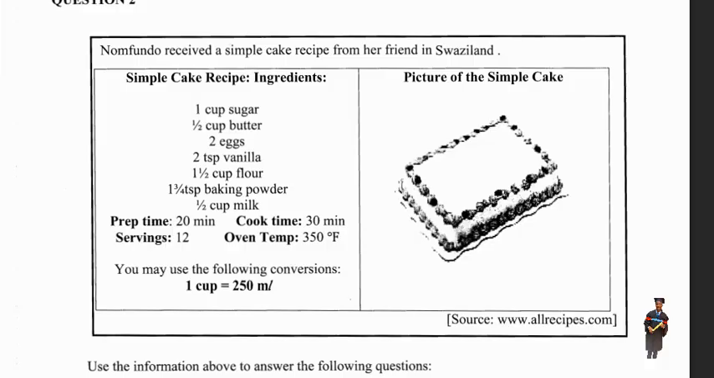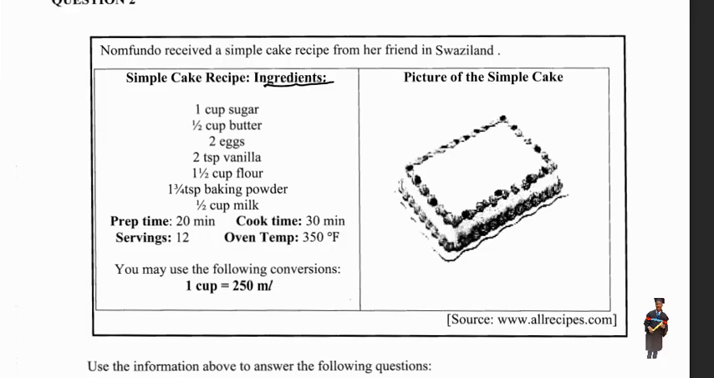Simple cake recipe ingredients: 1 cup sugar, half cup butter, 2 eggs, 2 TSP, TSP for teaspoon, 2 TSP vanilla, 1.5 cup flour, 1 3/4 TSP baking powder, 1.5 cup milk. So this is actually the preparation time, okay? The preparation time is 20 minutes, cook time is 30 minutes.